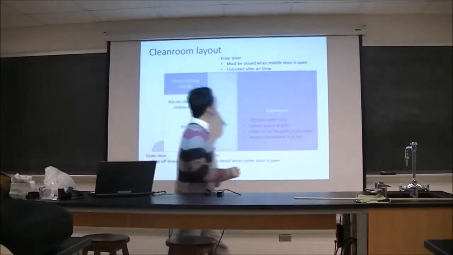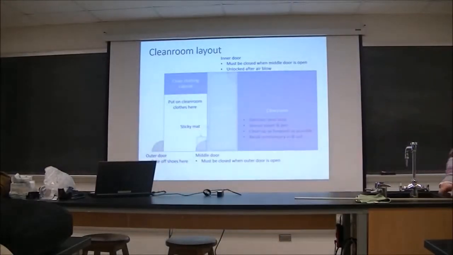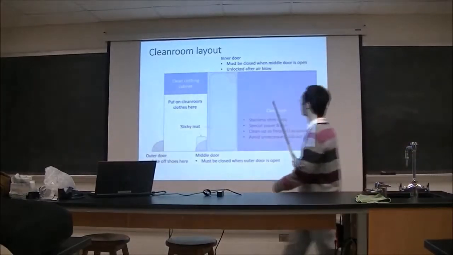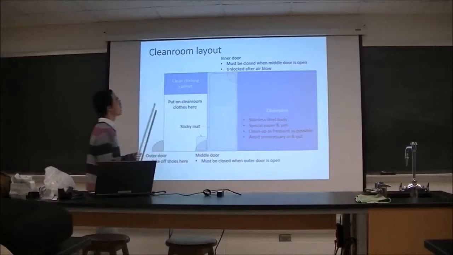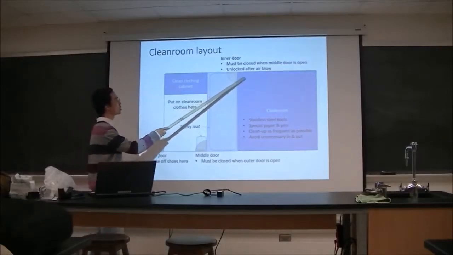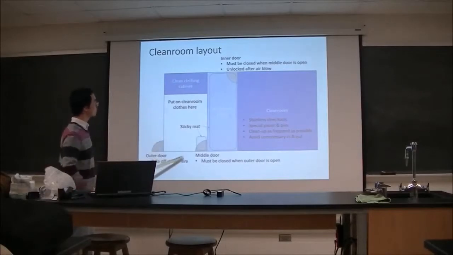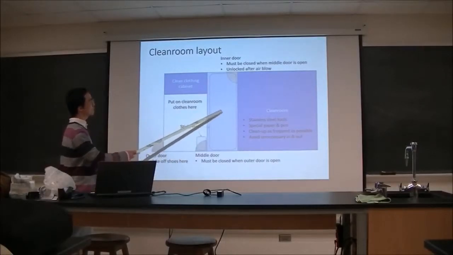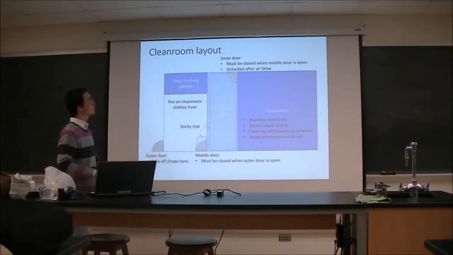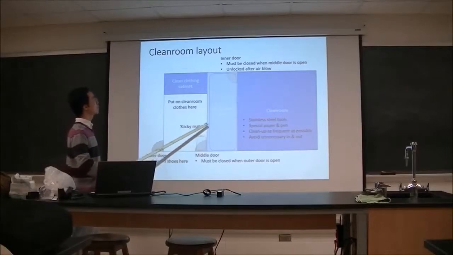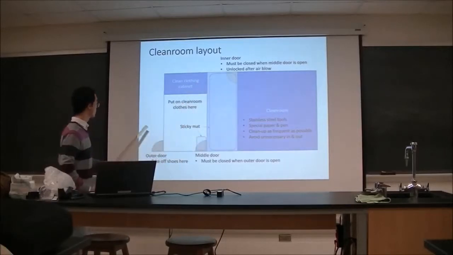So this shows you a typical clean room layout. You have the clean room here, and then you have a small door to go into it, and then you have a place to change your clothes. In between there is an air shower room, where you have air blow to blow out all the dust on your body, so that you can get into the clean room.